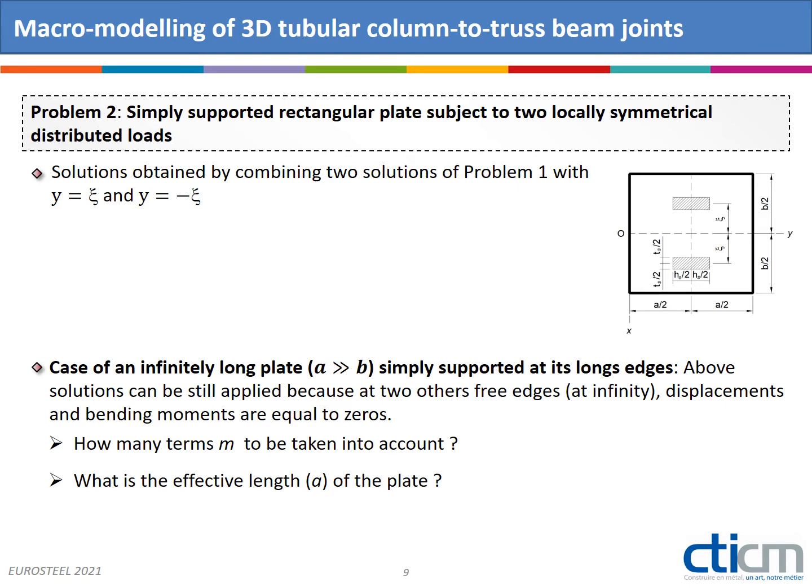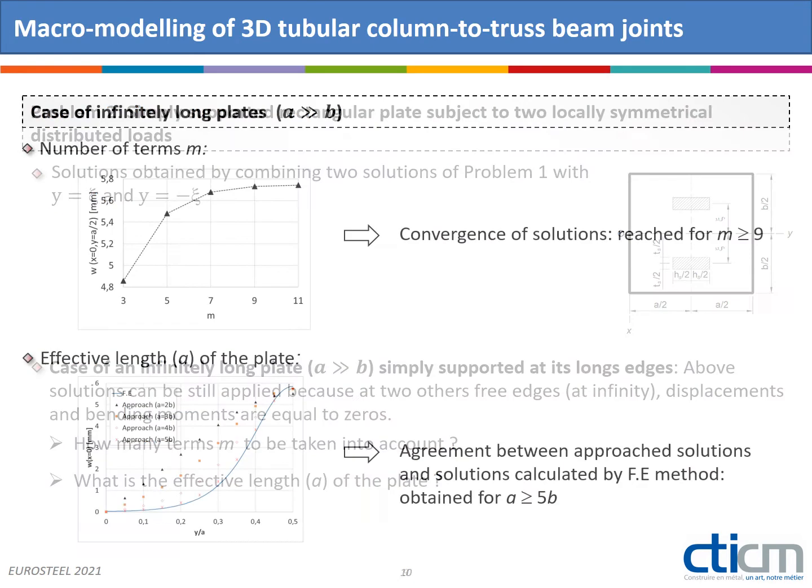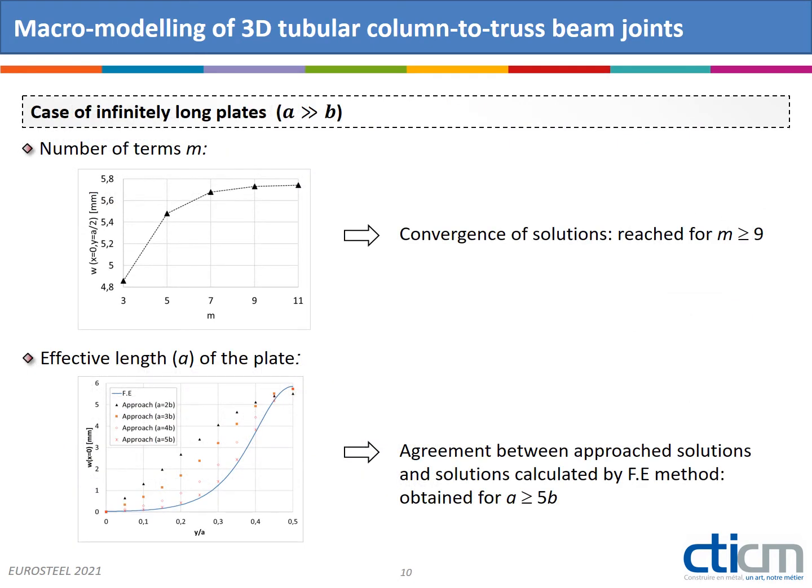How many terms are to be taken into account? And what is the effective length here in this figure? We plot the plate displacement at center as a function of the number of terms, m. The convergence of the solution may be observed for m greater than or equal to 9.